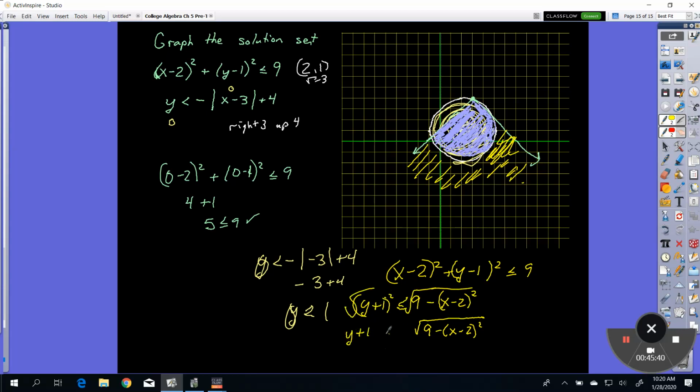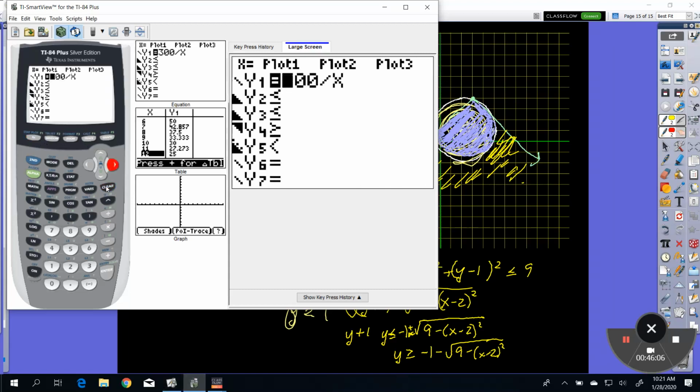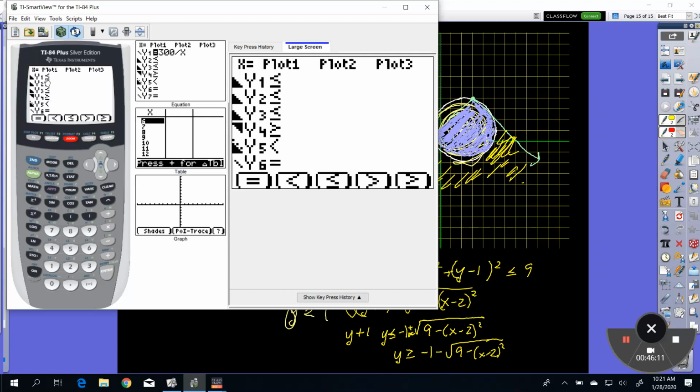So really what I end up with is y is less than or equal to negative 1 plus or minus this. When you do the negative case, you have to switch the inequality. So really that's the positive case. The negative case is this. Okay. So I go to my calculator, go to y equals, make sure you change that. Your buttons are going to be different than mine. This is the old version because my new one doesn't have it.